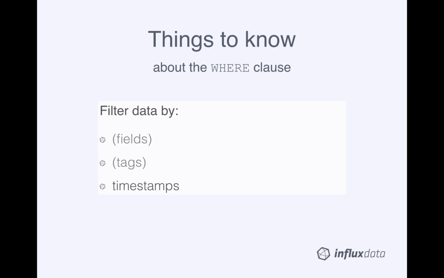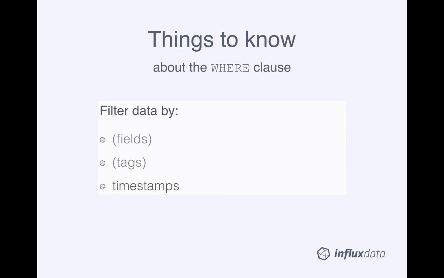Before getting into the syntax, there are a couple things you should remember and know about the where clause. First, in the previous InfluxQL short, we discussed using the where clause to filter data based on specific field key-value pairs and tag key-value pairs. Filtering data on tags and fields makes your queries more efficient and they'll return faster.